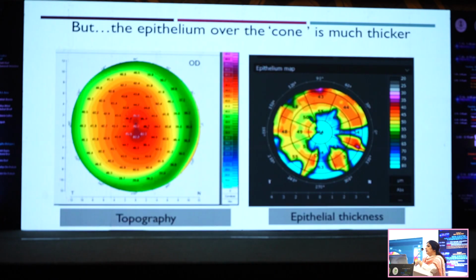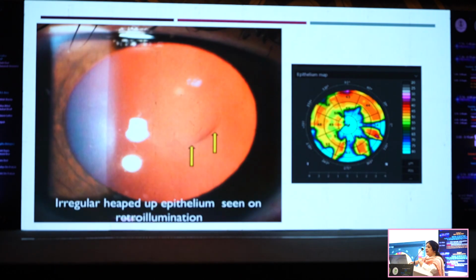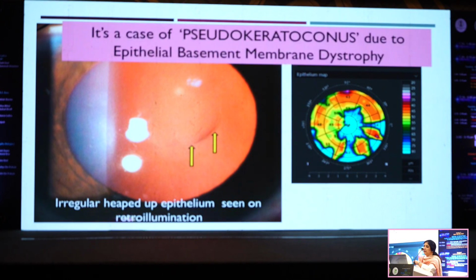But the epithelium over the cone, if you go to the epithelial mapping, is much thicker, contrary to what one would expect. If there were a cone, the epithelium would be thinner. So here the epithelium in the center was much thicker. And if you look at the patient again on slit lamp, there was this irregular heaped up epithelium which was seen on retroillumination. And this was a case of pseudokeratoconus due to epithelial basement membrane dystrophy.